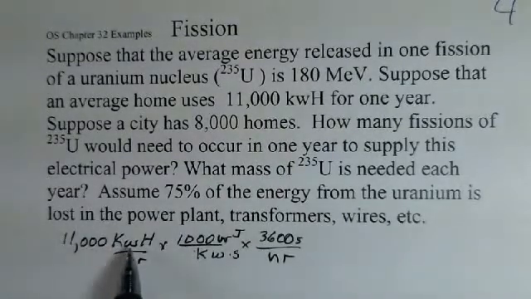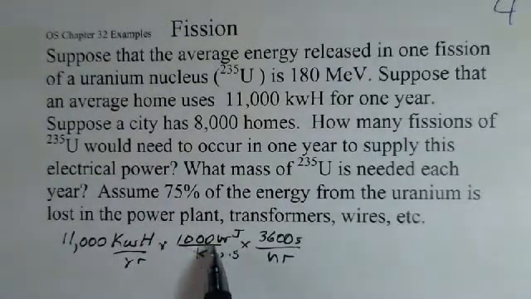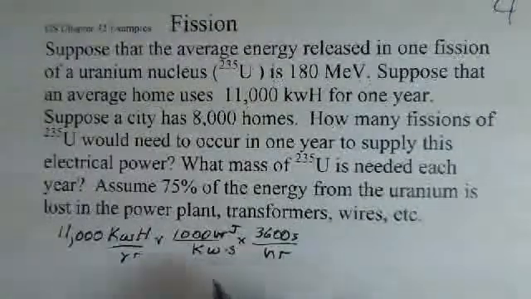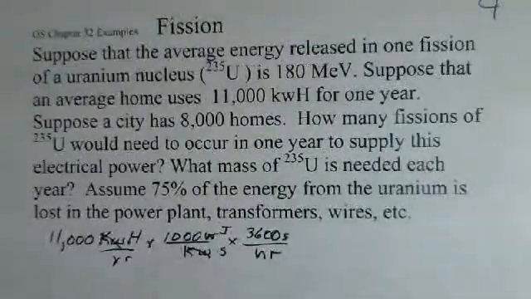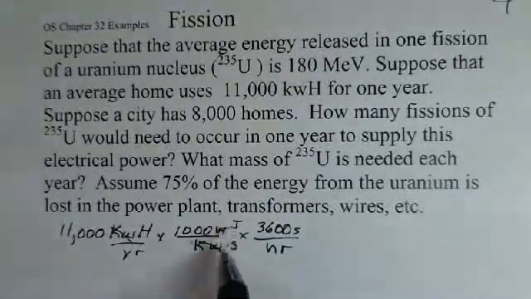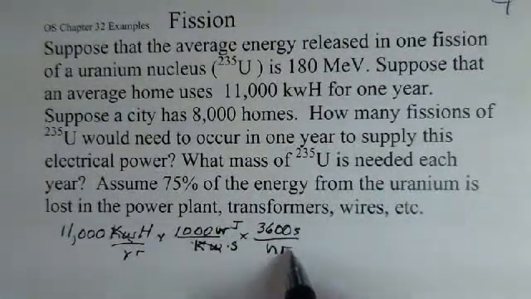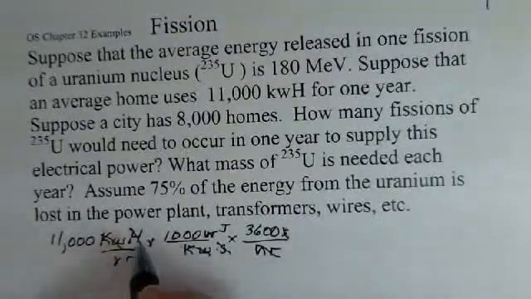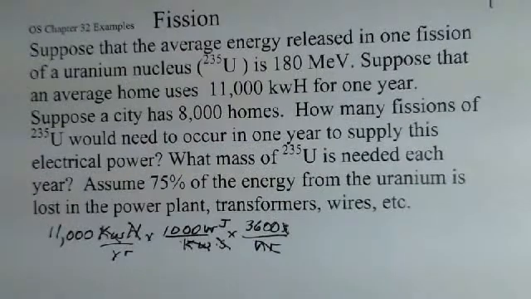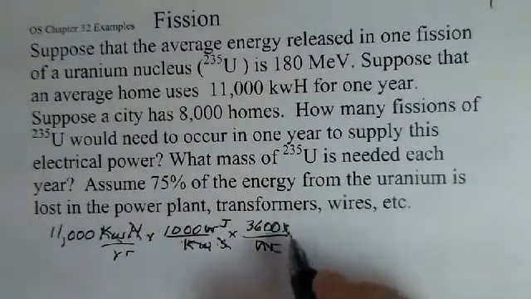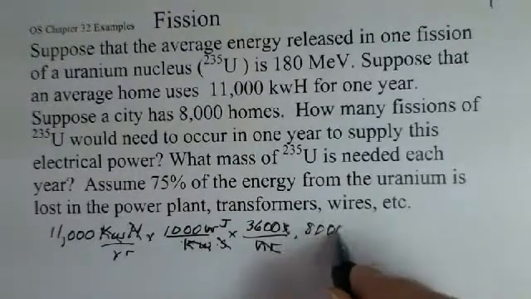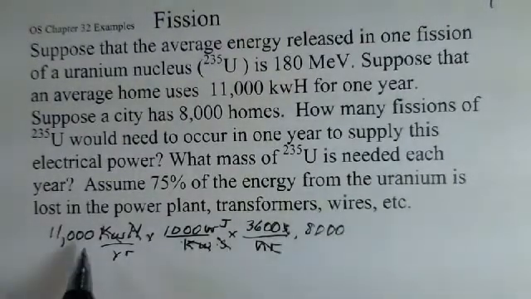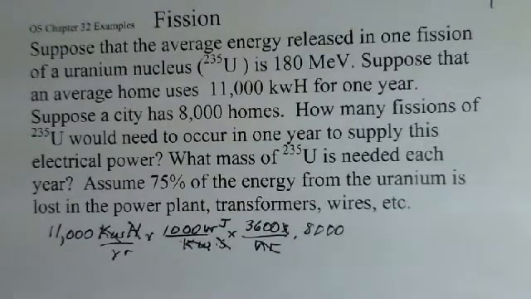So one home, 11,000 kilowatt hours per year. If we switch from kilowatts to watts, that's a factor of 1,000. The watt is joules per second. So I'm going to keep track a little bit of your cancellation factors. So joules per second for the watt, 3,600 seconds per hour. So I'm canceling off the seconds here and the hours. And we have a city with 8,000 homes in it. So this is the average home energy use, so we'll multiply by 8,000.